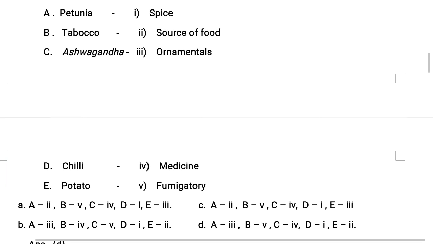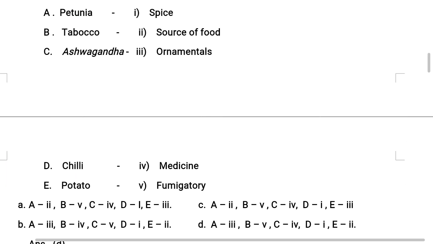Next, C, ashwagandha. Ashwagandha is matching with option 4, medicine. Ashwagandha is useful for treating diseases like gout, G-O-U-T, very important. So ashwagandha is matching with option 4, medicine.